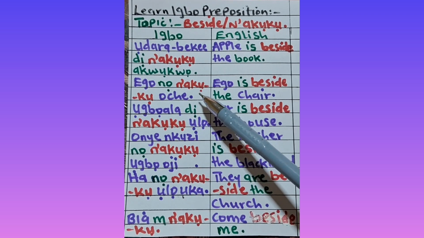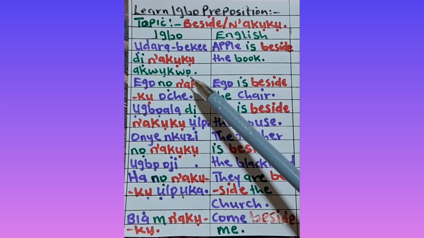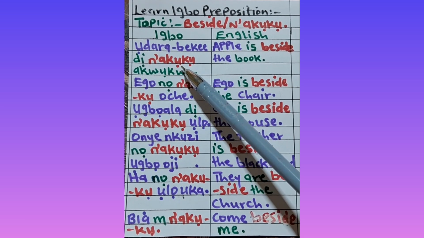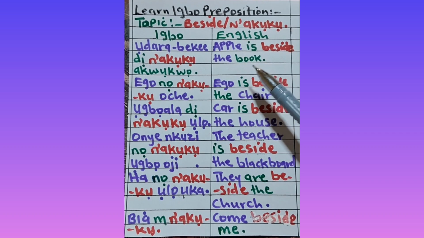Remember, we use the same color marker to identify the same words, both in Igbo and in English.